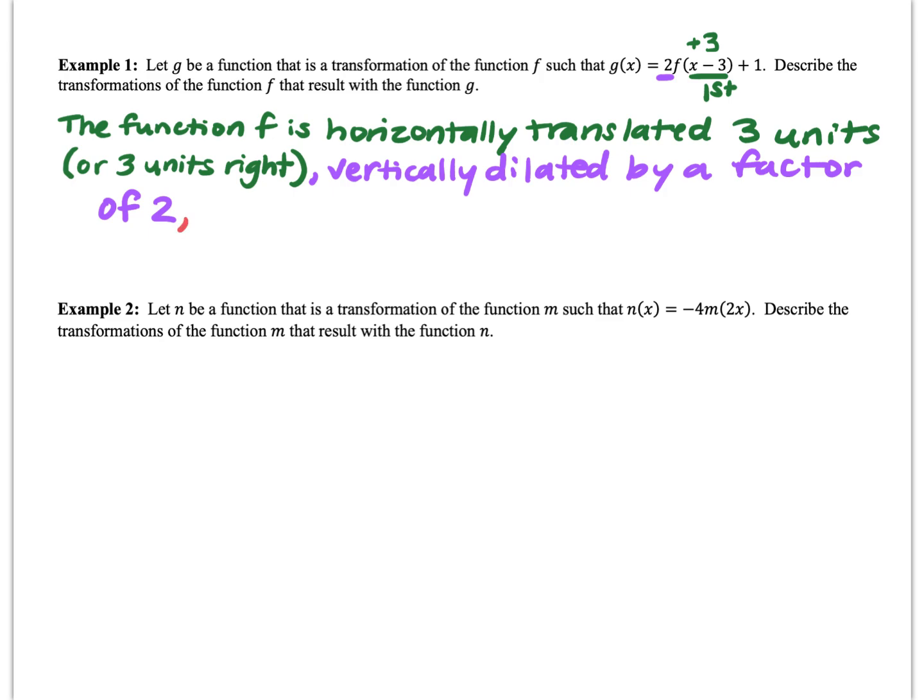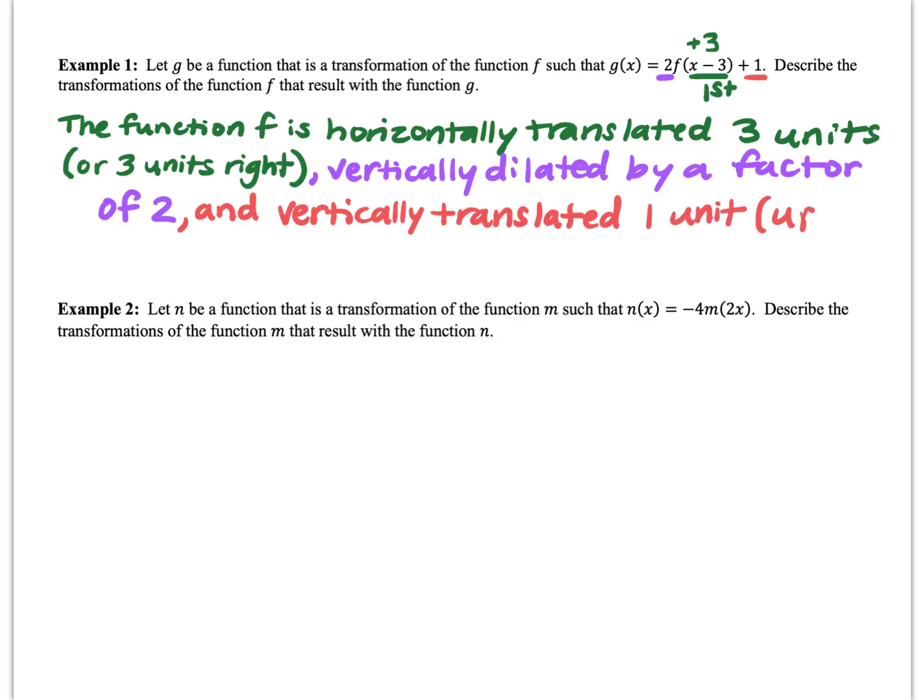And then the last piece here is this plus 1, which is vertically translated one unit. You could also say up 1 unit. So you can decide if you want to just use the signs of the numbers to indicate the direction, or if you'd like to actually state it's translated up 1 unit.